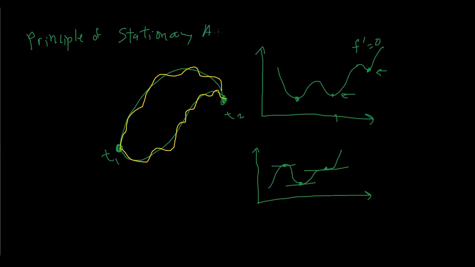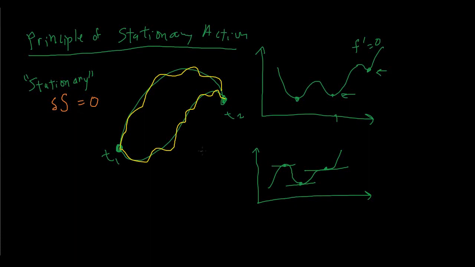And by stationary, I mean that the action doesn't change to the first order when we change the path. So stationary, not like a piece of paper, no, but stationary just means that our delta of S is equal to 0. It doesn't necessarily mean it's a minimum. It could be a maximum too, although not in the case we had. And it could also be neither a minimum nor a maximum.